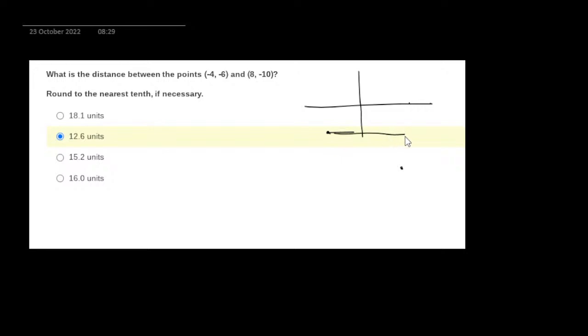So if I draw this, I will get a right angle triangle. Here the coordinate is (8, -10), and if I draw this right angle, the coordinate here is going to be (8, -6). Now if I figure out the horizontal distance, then 8 minus of minus 4 I will get 12, and here the difference I will get 4. So here the difference is 4, and here the difference is 12.